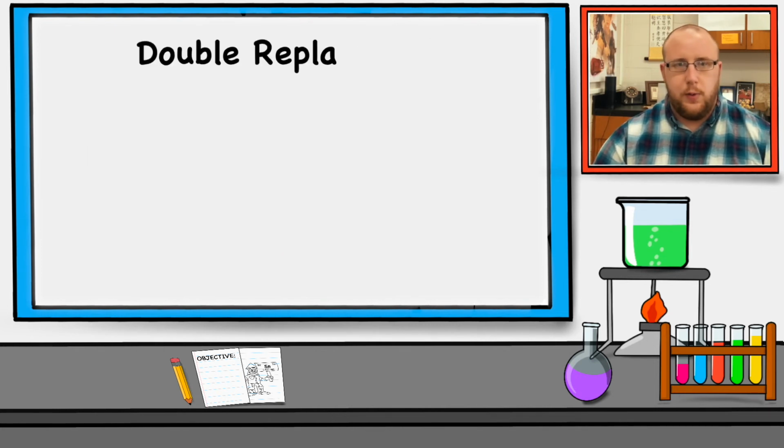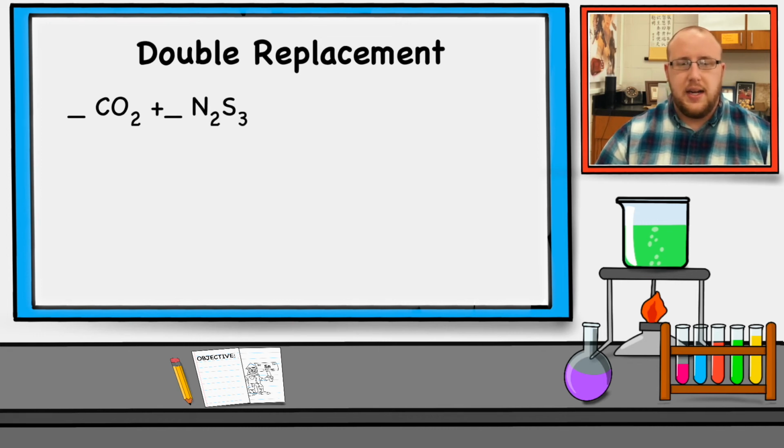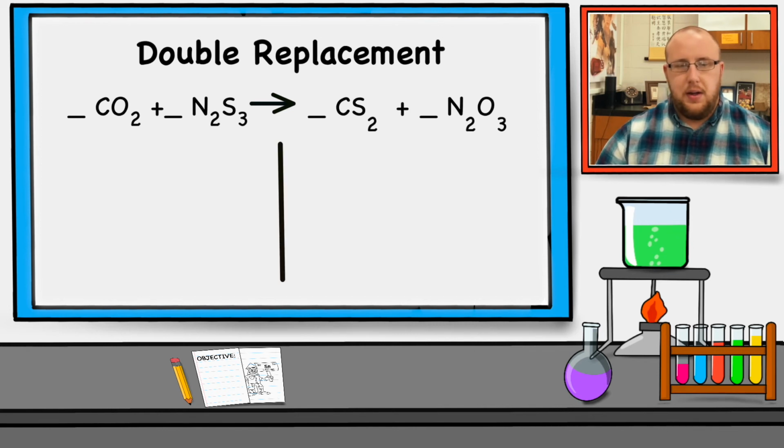Okay, last equation. Let's do a double replacement one now. Let's do carbon dioxide plus dinitrogen trisulfide. If we switch out our sulfur and oxygen portions, then we get carbon disulfide plus dinitrogen trioxide. In other words, we get CO2 plus N2S3 yields CS2 plus N2O3. Okay, this is going to be a lot, so here we go.